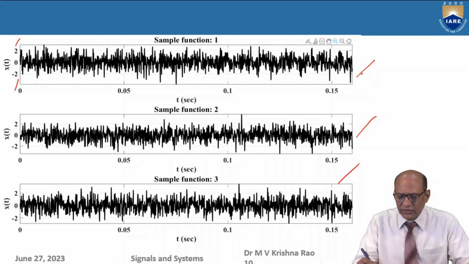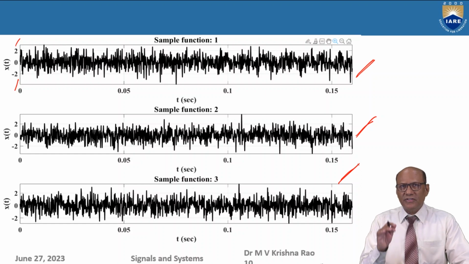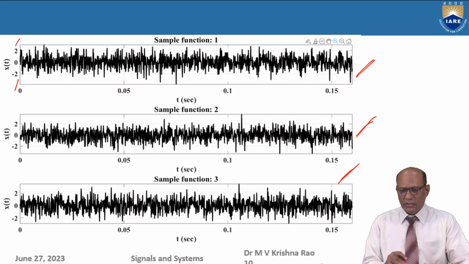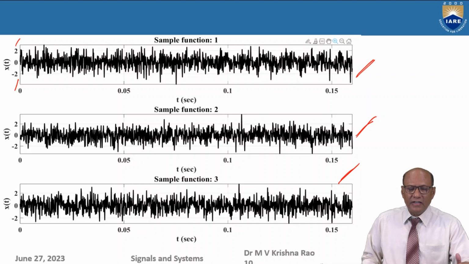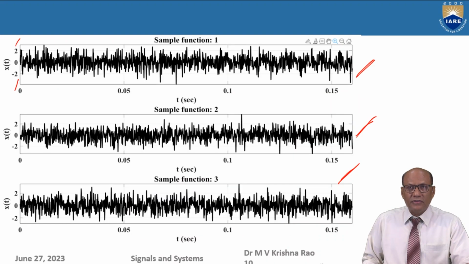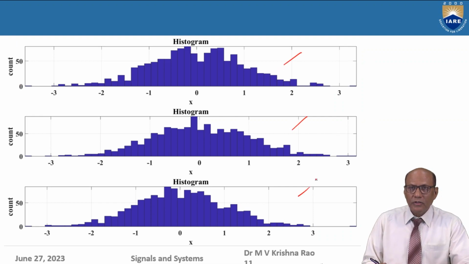Random time function 1, time function 2, time function 3: I have generated three, and these three come from the same parent. That parent is a Gaussian process. Then I can generate 100 or 1000 like this, an infinite number of sample functions. Now for these three, I am showing the corresponding histograms here.